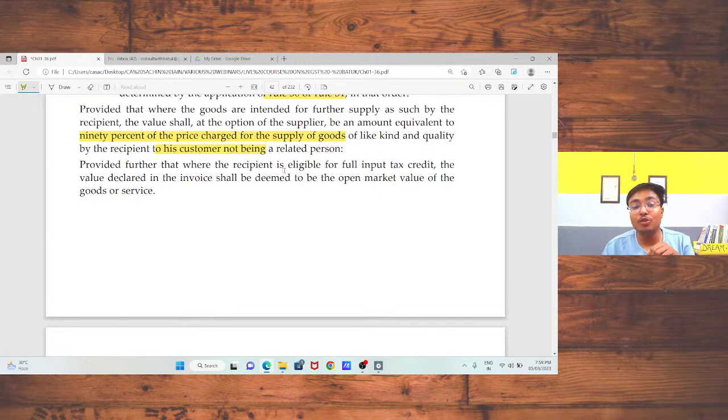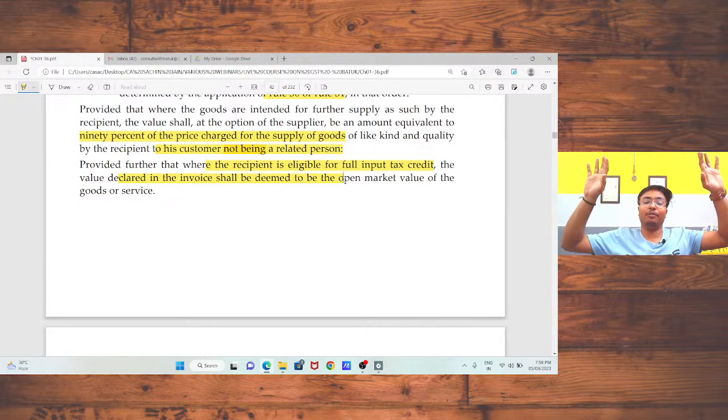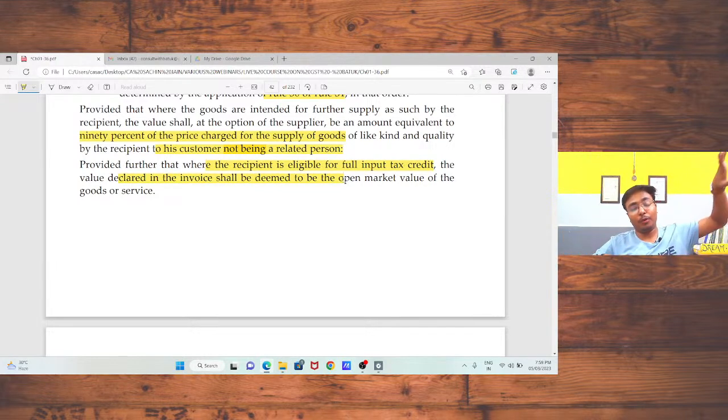But that supply must be to a person who is not a related person. Okay. The branch needs to supply those goods or services to an unrelated person. Provided further that where the recipient is eligible for full input tax credit, in that case the value declared in the invoice shall be deemed to be the open market value of the goods or services. If I am providing any particular product to my branch, and the branch is eligible to take the input tax credit, in that case the price charged by me in the invoice shall be treated as the open market value, and I need to pay the tax on that value.